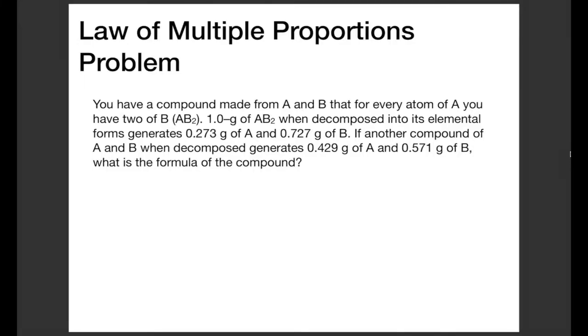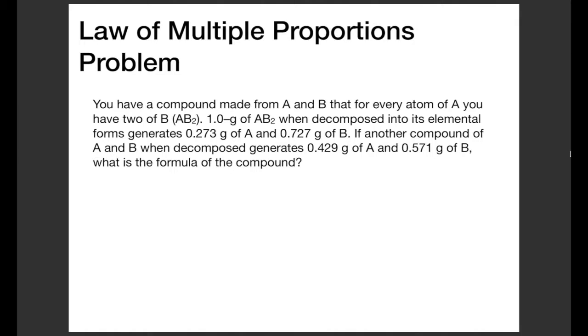Let's say we have a compound that for every atom of A, we have 2 atoms of B, so a compound AB2. 1 gram of AB2 decomposes into 0.273 grams of A and 0.727 grams of B. We're trying to find out what the formula of a second compound of A and B is that will decompose into 0.429 grams of A and 0.571 grams of B.